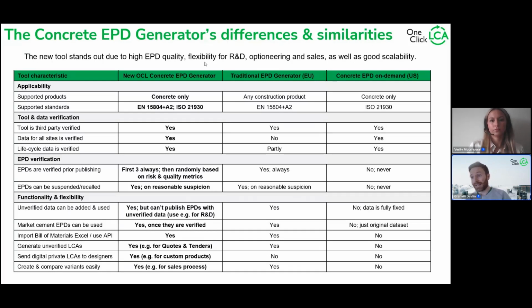You can also send digital private LCAs. So let's say, for example, you have a contractor that's using One-Click LCA to do their own LCA of a building, and you want to send them your LCA to use in theirs. That's also possible through the software. And you can also do comparison and analysis of your LCAs relatively simply in the tool as well. So that's just to summarize what the tool has in it and what it can produce. Now I'll go over to the software.